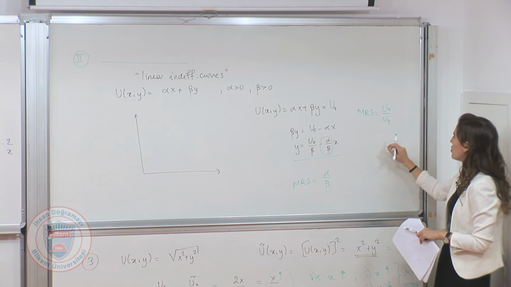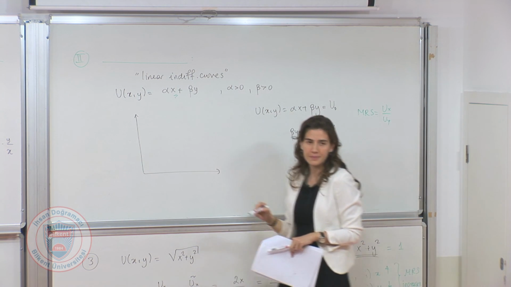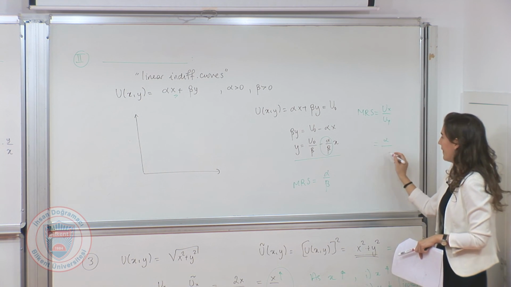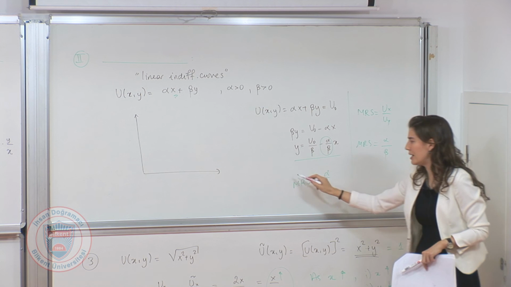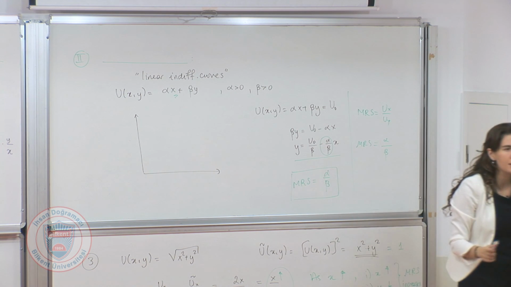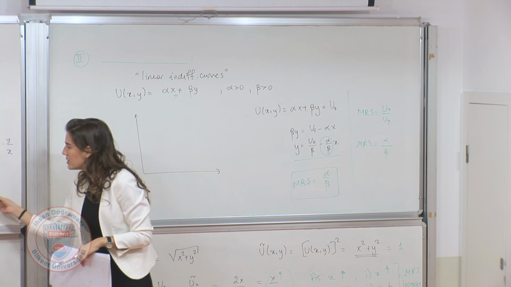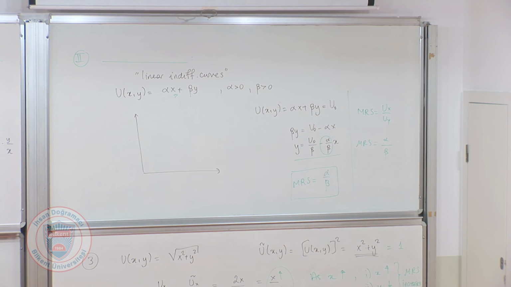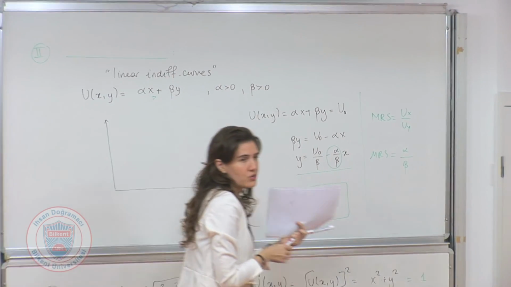So what is this ux over uy, MRS? What is the derivative of the utility function with respect to x? Alpha. And with respect to y? Beta, right? So either you write this or this, we figured out that MRS is alpha over beta. What does that mean? MRS is constant. Compared to the Cobb-Douglas case, where it matters how much y and x you have, here MRS doesn't change.